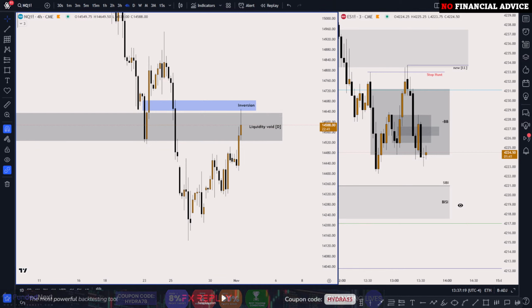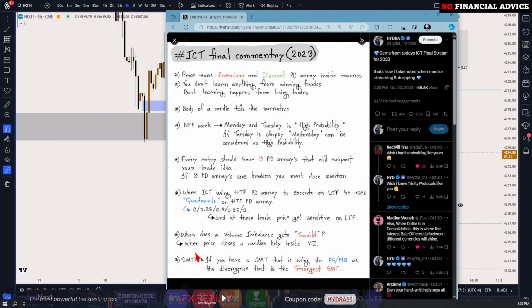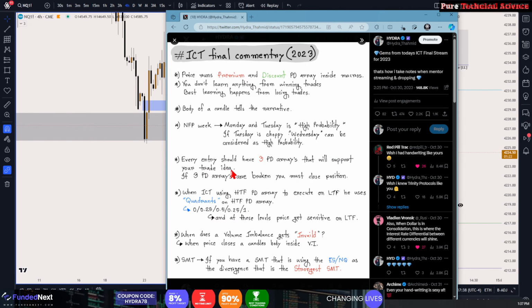Why are 3 PD arrays so important? Because that's what our mentor said. That's what I shared in my notes a couple of days ago. I'm going to show it to you all. What do you guys see here? Look at here. Every entry should have 3 PD arrays that will support your trade idea.